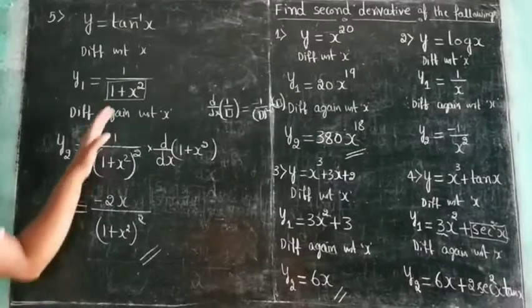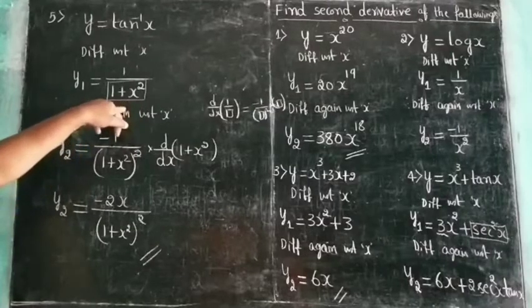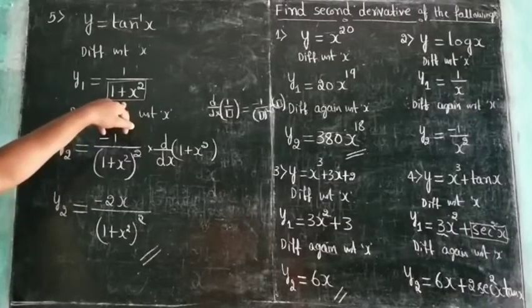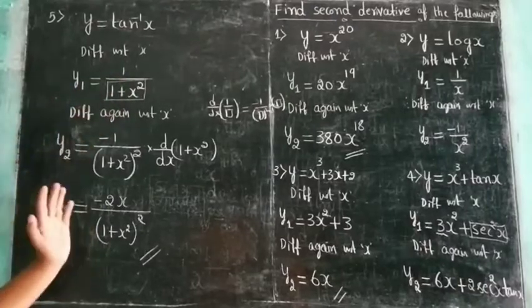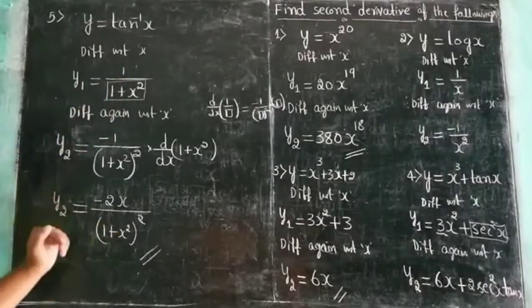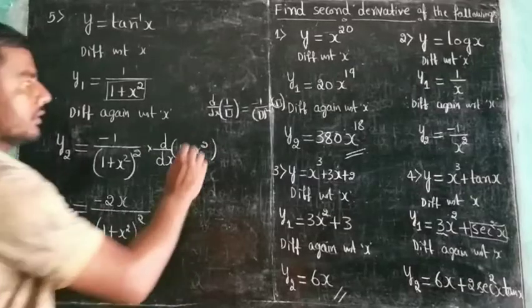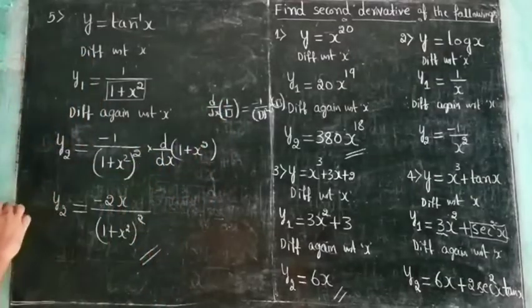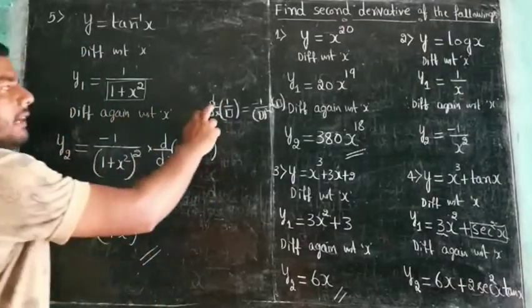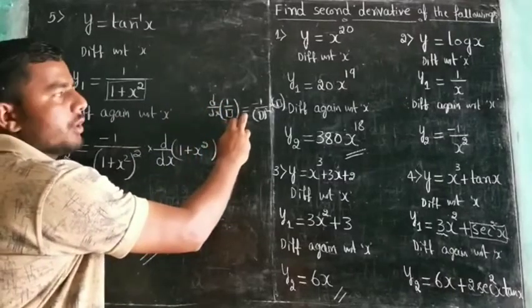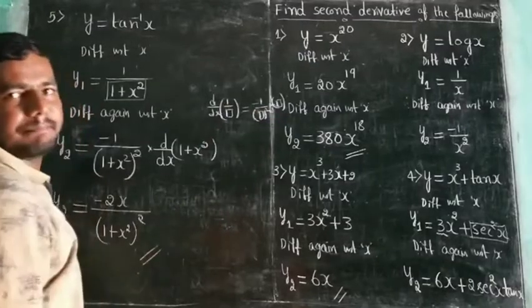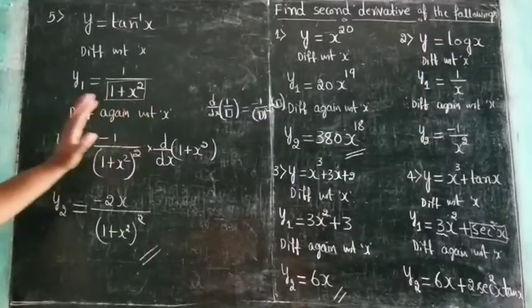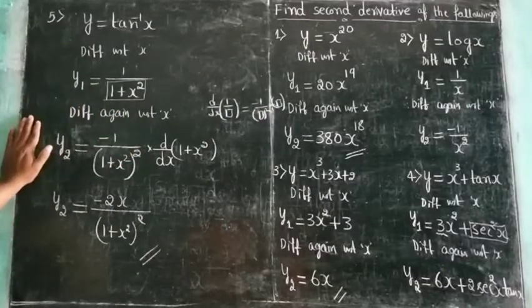Suppose the problem is solved by using the u by v rule, then we also get the same result. 1 by dabba, I will repeat once again. The derivative of 1 by dabba is equal to minus 1 by dabba square into d by dx of dabba. That procedure is applied.